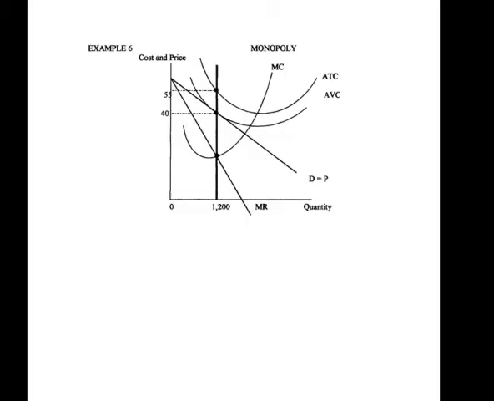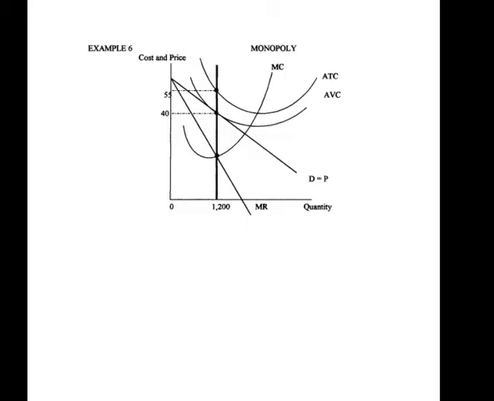If you're kind of getting a feeling for these graphs and getting to feel more comfortable with them, you should know that this vertical distance between the ATC and the AVC represents the average fixed cost. So in this case, the average fixed cost for each one of these 1,200 units is $15. And that's what is not being covered by the price. The price is paying for all the variable cost. It's not paying the fixed cost. So again, in this example, they're losing money.